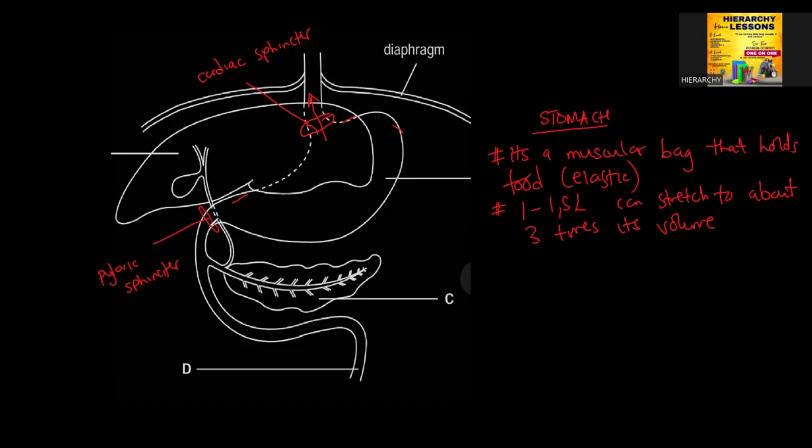The pyloric sphincter prevents the regurgitation of food when food is passed into the small intestine, and it prevents regurgitation back into the stomach.